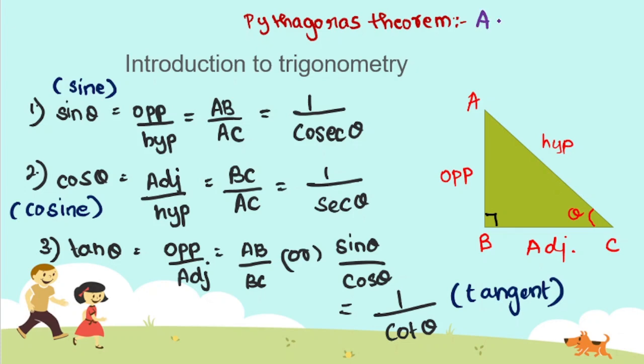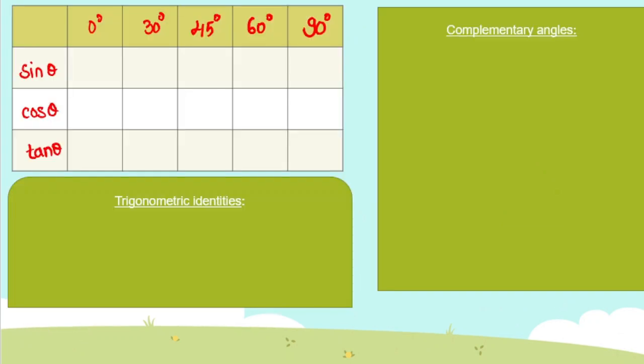That is, it states AC square is equal to AB square plus BC square. Correct? Am I right? Yes. So this is what the Pythagoras theorem states. Now let us move to the very important thing.